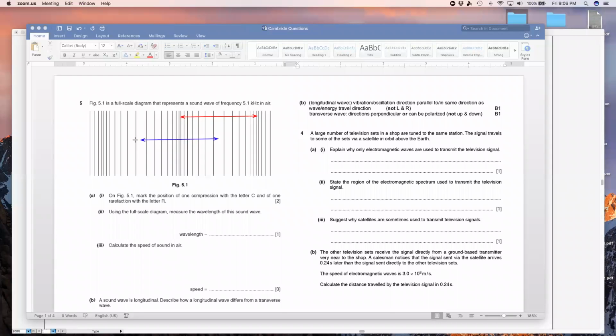Now, it was intended that this be measured. This was supposed to be a full scale diagram. This is not a full scale diagram. We've reduced the scale of the diagram. But once you found this distance, lambda, that's the distance from here to here, you will get its value right here. You put its value, so many cm.